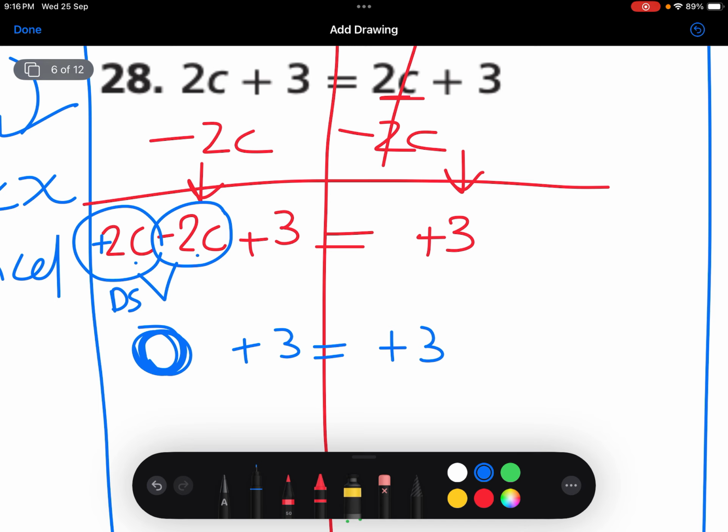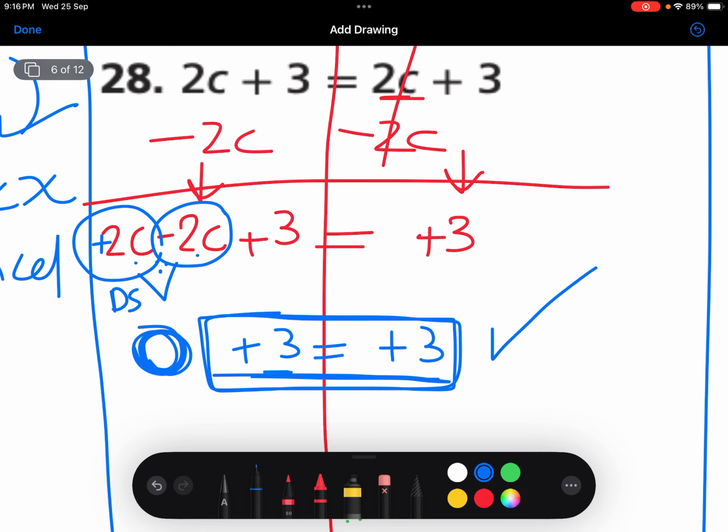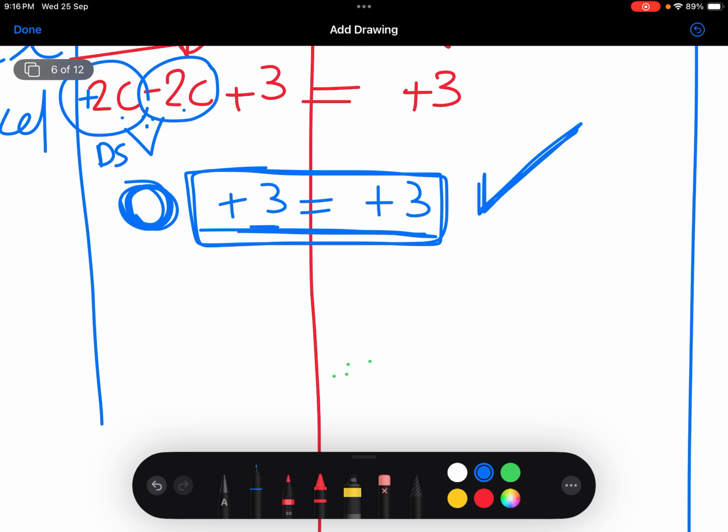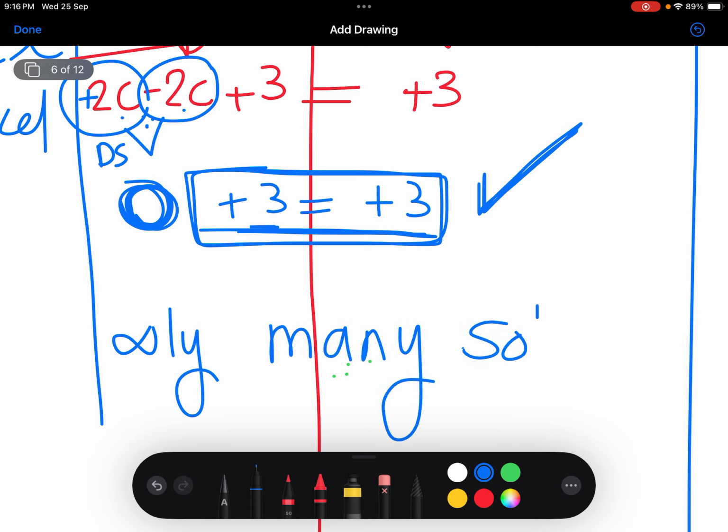Now look at this. The variable c disappeared. In this case, my equation does not have one solution. It's either many or no solution. But how can I know? Look at the statement that you ended up with. I ended up with this statement. Ask yourself, is it true? Is 3 equals 3? The answer is yes. If your answer is yes, then it's an infinitely many solutions equation, you have to write that down.